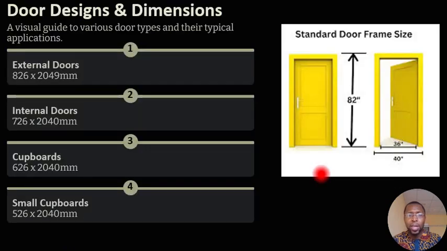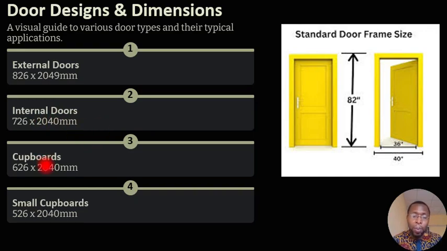Okay. Let's now talk about the door design and the dimension. Based on where the door will be placed, the dimension will be dependent on where the door will be placed. For external doors, the dimension should be 826 by 2049 millimeters. Okay. For internal doors, usually 726 by 2040 millimeters.